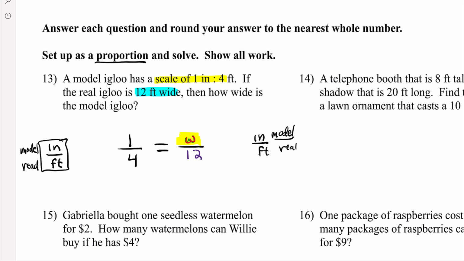Okay, we want to get this W by itself. So it's divided by 12. So we just multiply both sides by 12. Now be careful when you do that. 12 times 1 is 12. So in a calculator, you could do 12 times 1. Or if you just know, oh, well, that's 12. 12 divided by 4 is 3. And then notice it was the model that we are looking for. So we would say 3 inches is equal to the W.